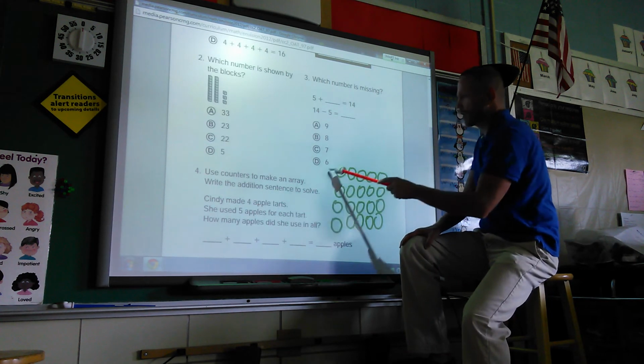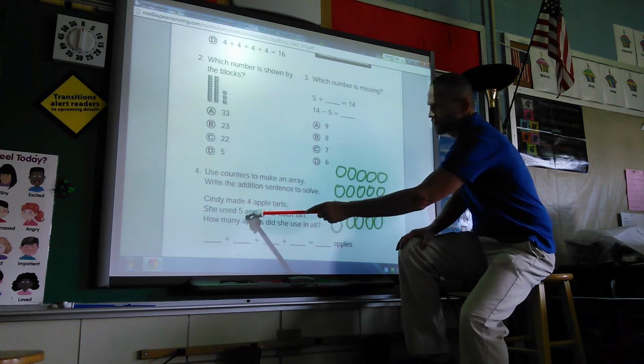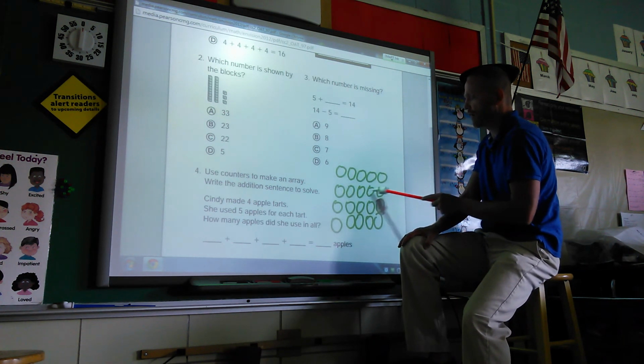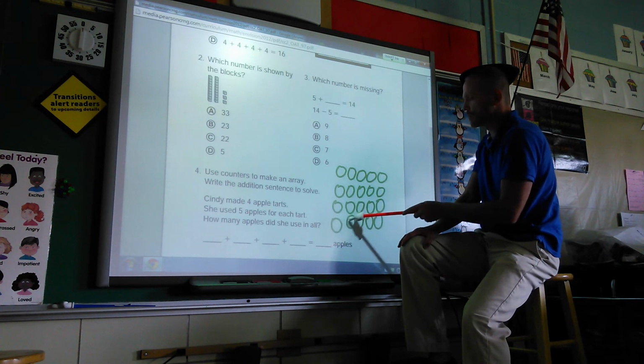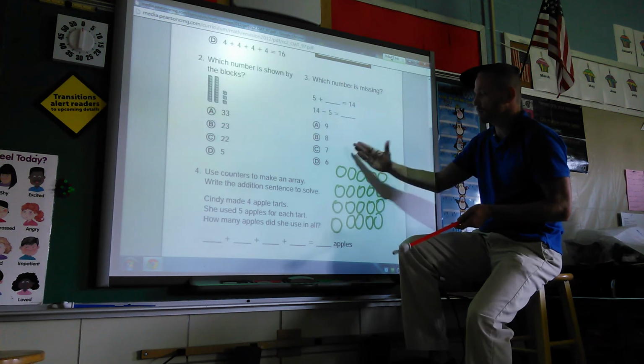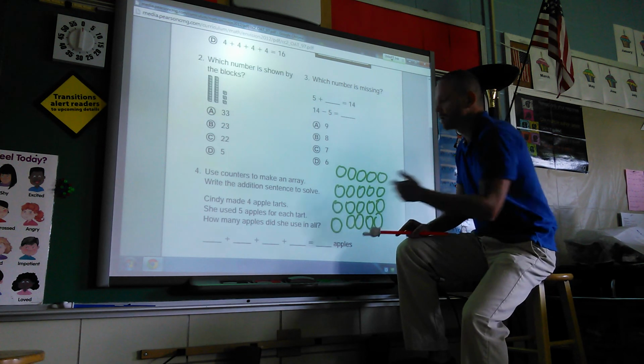So Cindy made 4 tarts. There's 1 tart, 2 tarts, 3 tarts, and 4 tarts. She used 5 apples for each tart. 1, 2, 3, 4, 5. 1, 2, 3, 4, 5. 1, 2, 3, 4, 5. 1, 2, 3, 4, 5. And I do encourage them to go back and count, because sometimes if they're not lined up just right, they will have the wrong amount and then they'll add incorrectly.